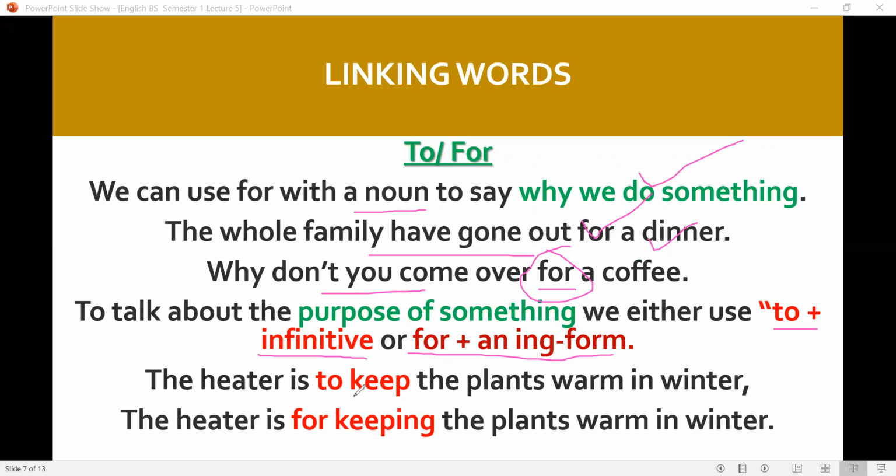The heater is to keep the plants warm in winter. To keep: this is the infinitive, the first form of the verb. The heater is for keeping. With for, use the ing form of the verb. So with to, we use the first form. With for, we use the ing form of the verb.